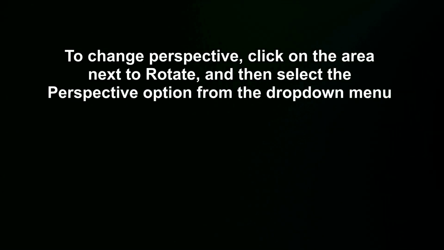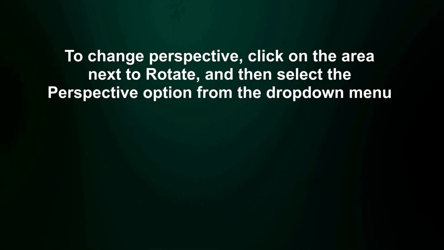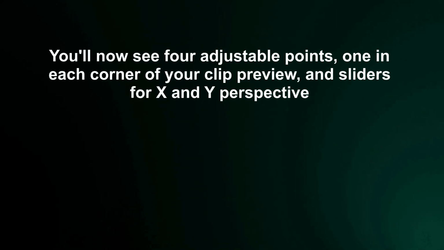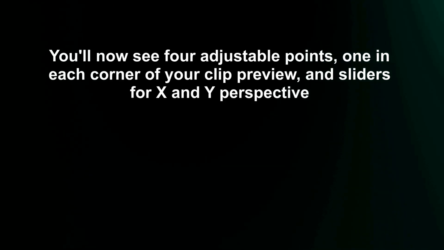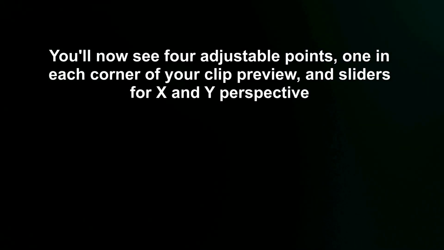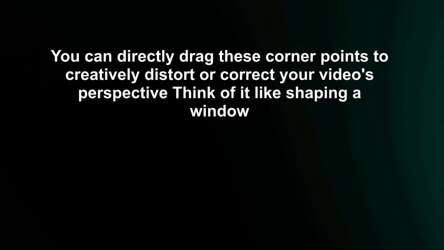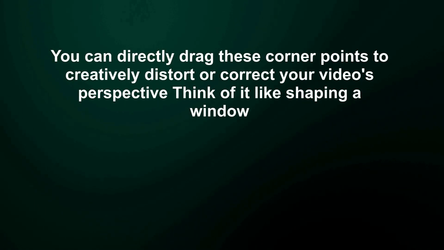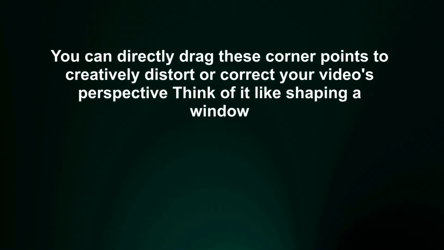To change perspective, click on the area next to Rotate, and then select the Perspective option from the drop-down menu. You'll now see 4 adjustable points, one in each corner of your clip preview, and sliders for X and Y perspective. You can directly drag these corner points to creatively distort or correct your video's perspective. Think of it like shaping a window.